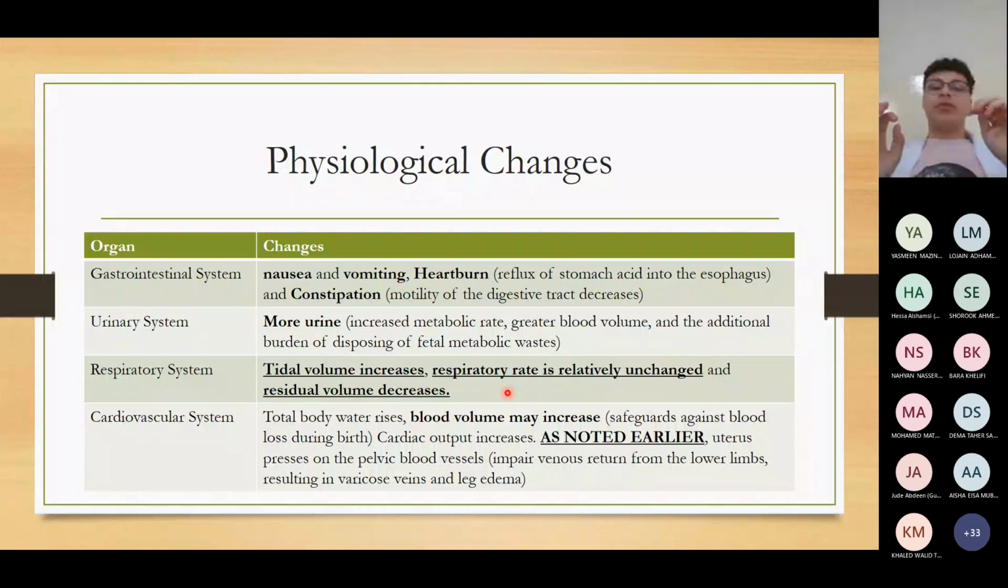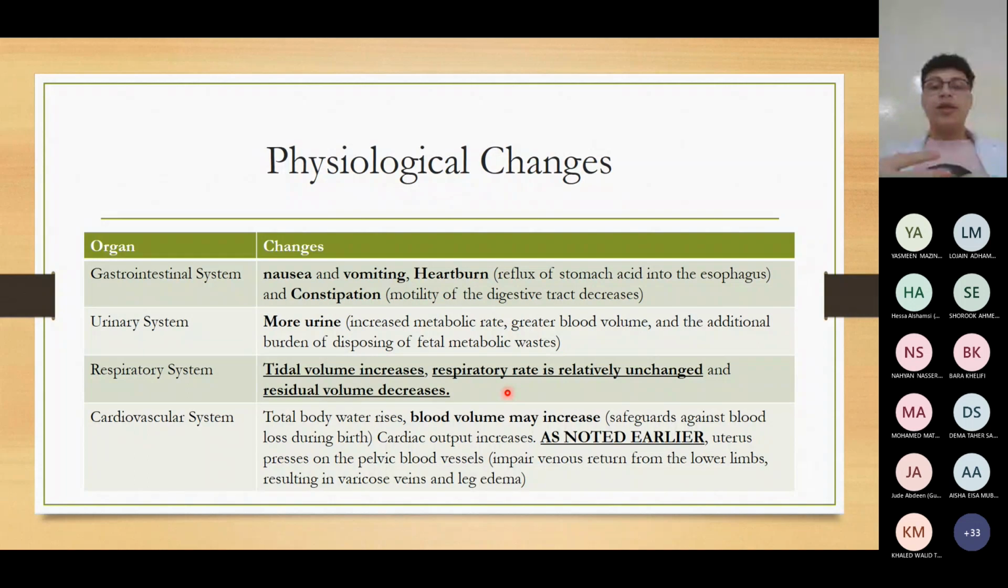Cardiovascular system. Very important. The cardiovascular system is the system that gets physiologically affected the most when there's pregnancy. Blood volume is going to increase. The water content of the body is going to increase. The cardiac output. What do you mean by cardiac output? Basically, the blood pumped into our body is called the cardiac output.